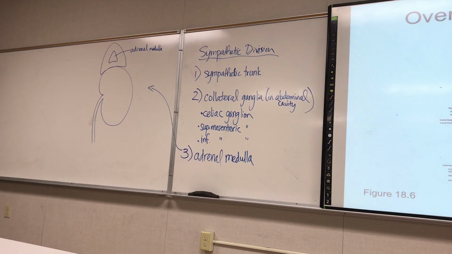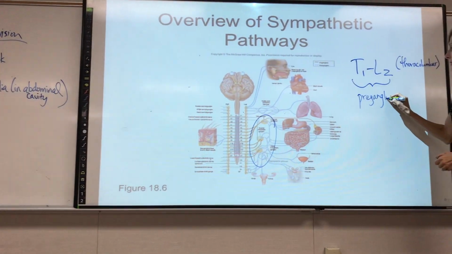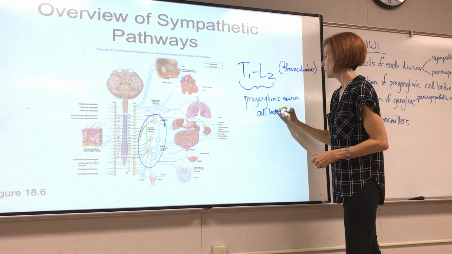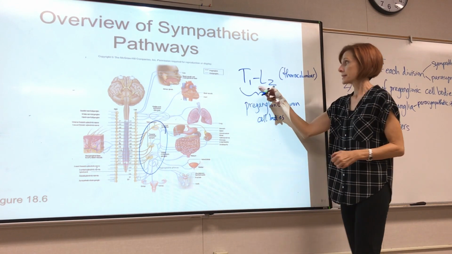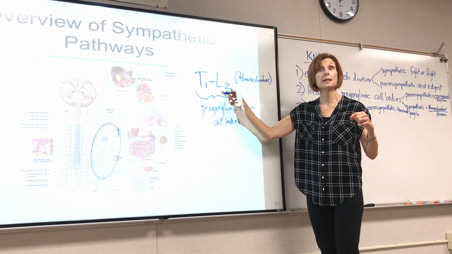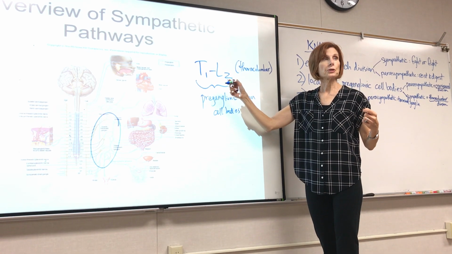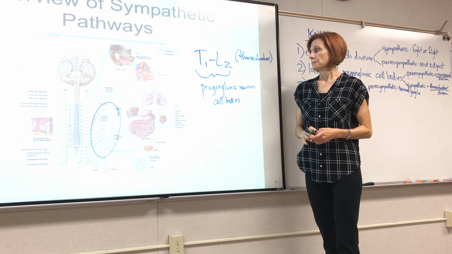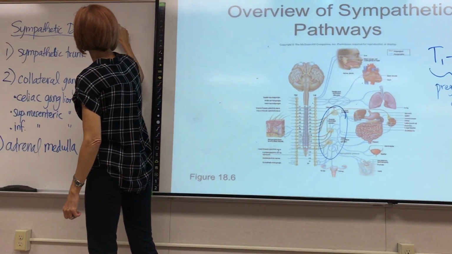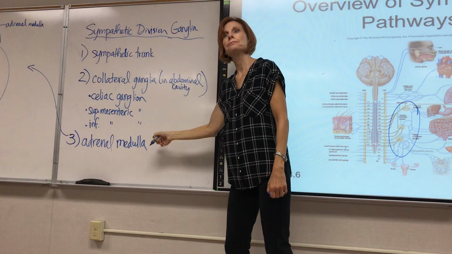Yeah, so this is where the preganglionic neuron cell bodies are. If we were to look at a cut somewhere in here through the spinal cord, we would see preganglionic neuron cell bodies in the lateral horn of the gray matter here. And actually, you're going to look at that. Okay, so I'll show you what I'm talking about. And these are the ganglia. Here's the ganglia.